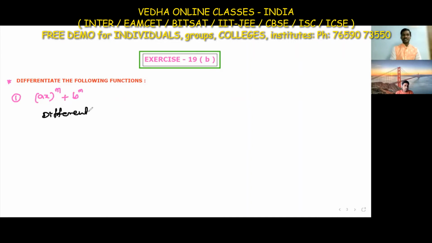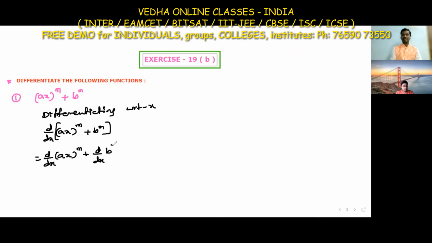Differentiating with respect to x, what we get is d by dx. We have to write the d by dx for both the terms. So d by dx of (ax)^m + b^n. Either you can write the d by dx separately, or take one more step, writing d by dx for the complete term. Now write separately: d by dx of (ax)^m plus d by dx of b^n. I have written d by dx for the first term and the second term.